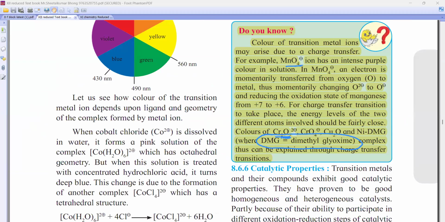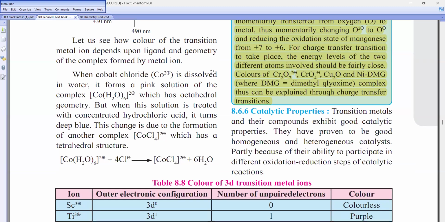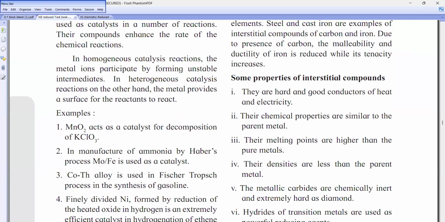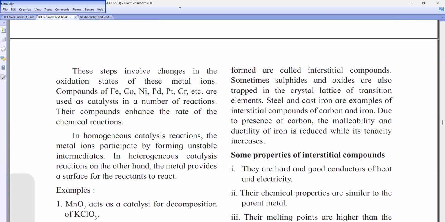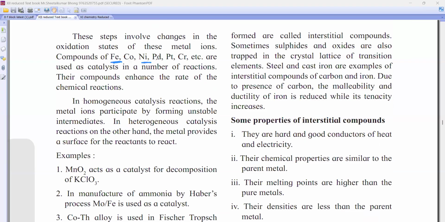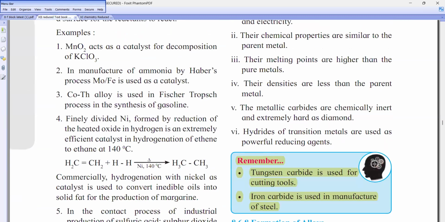Now a very important property. Most of this I have not given in the notes, but I will read from the textbook. This comes in the exam. Most of the d-block elements are used as catalysts. You might have studied many reactions: Haber's process uses Fe, hydrogenation of oil, alkene to alkane uses nickel, platinum, often used. Very important question: what is the main reason d-block elements are used as catalysts?